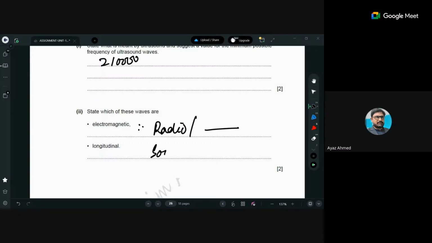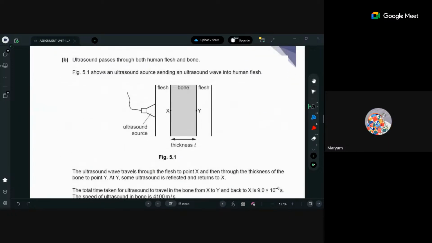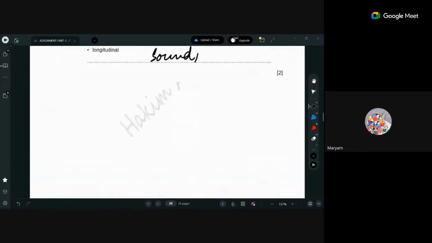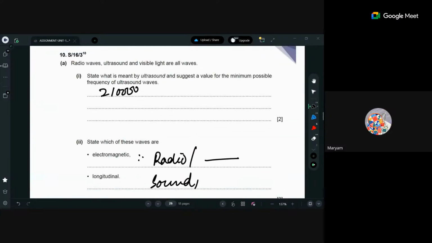And longitudinal waves are basically sound waves. Sir, could you scroll up for a second? Yes, I got it. So radio waves and visible light would be electromagnetic. Yes, visible light. All of these are electromagnetic. Got it? Yes. Okay. Good.